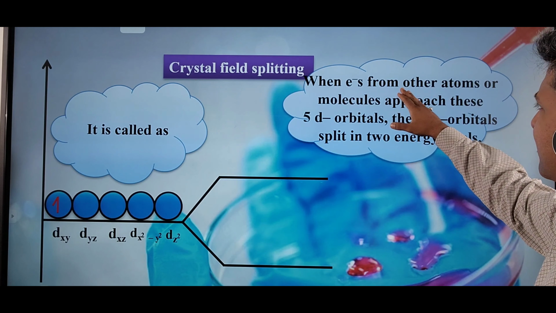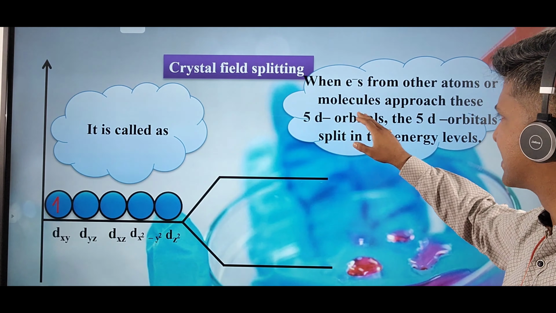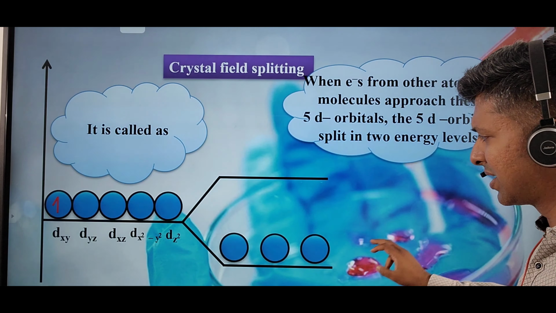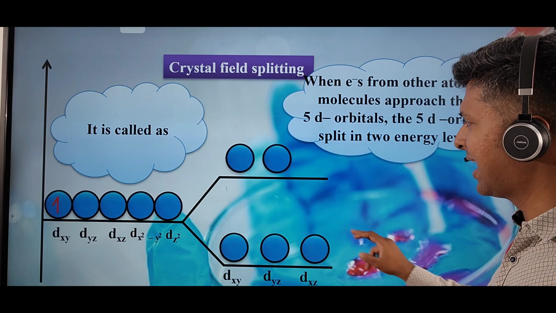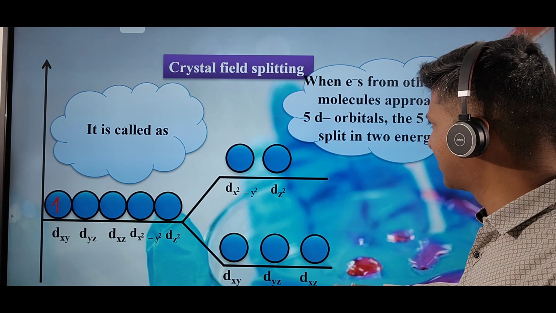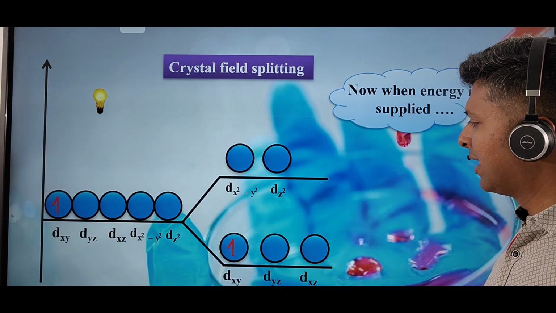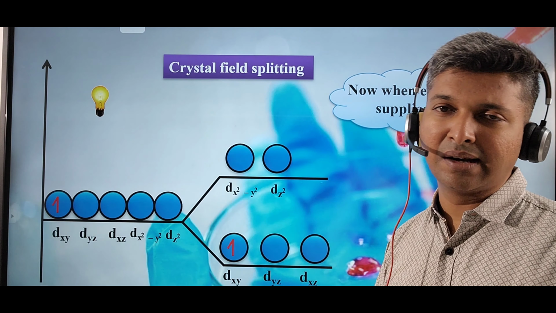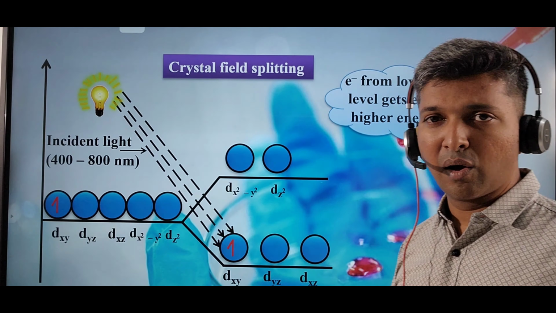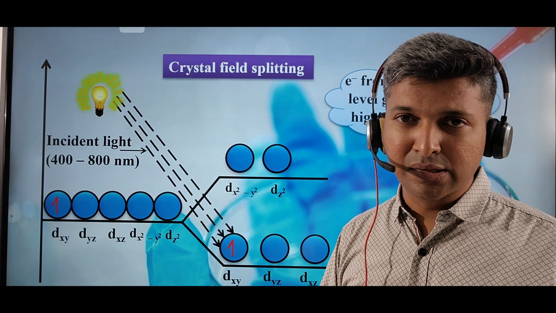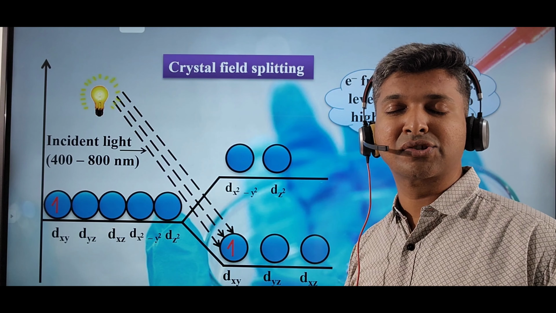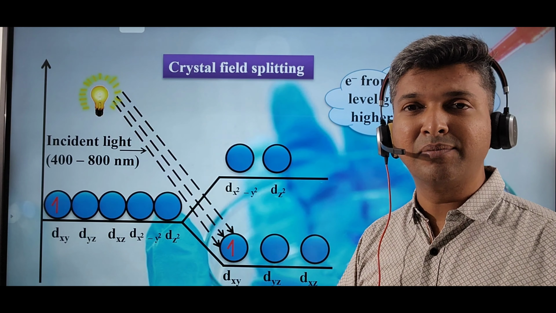When electrons from the ligands approach these 5 d orbitals, the d orbitals split into two energy levels: dxy, dyz, dxz on one side, and dx square minus y square and dz square on the other. I've told you why some have high energy, so they go up, and some have low energy, so they are down. Now, when an electron from a ligand, whether a weak field ligand or a strong field ligand, is coming in, or when the ligand is lost, electrons of the ligand are entering into the d subshell, or electrons from the ligand are being lost.